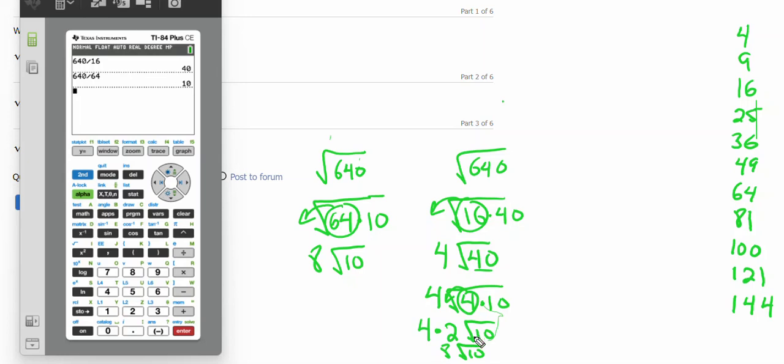So you can see I get there either way, but it was definitely easier when I just picked the bigger perfect square to go into it first.